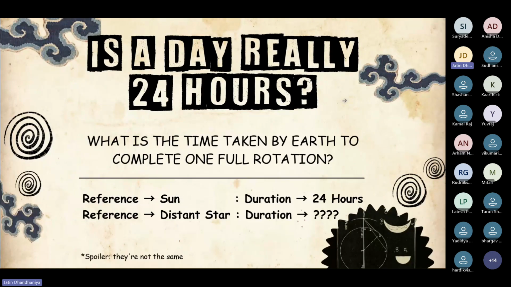So the question is, is a day really 24 hours? What is the time taken by Earth to complete one full rotation? Now, rotation is a relative term. It depends on the reference from which we are seeing. In reference to the sun, the duration is 24 hours. But in reference to a distant star, will the duration be the same? The spoiler is, they're not actually the same.